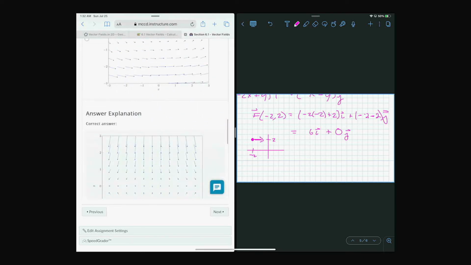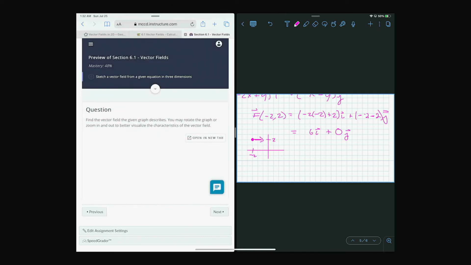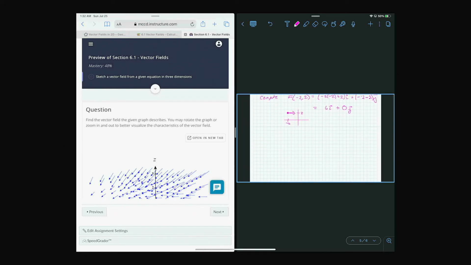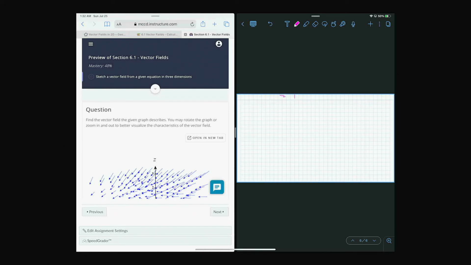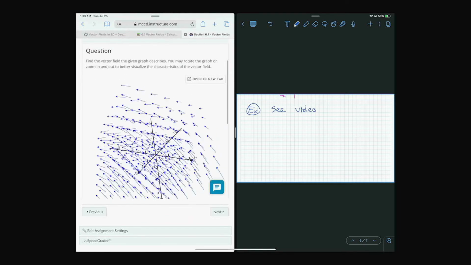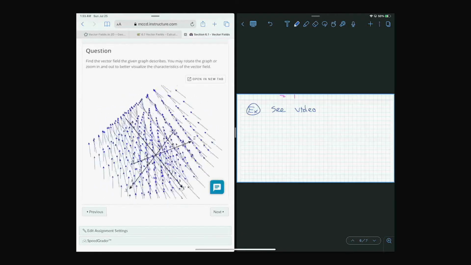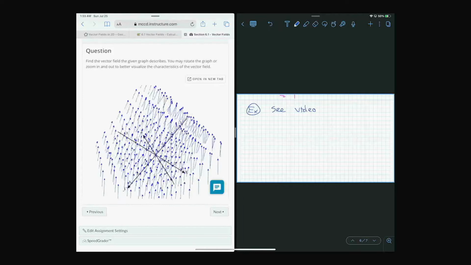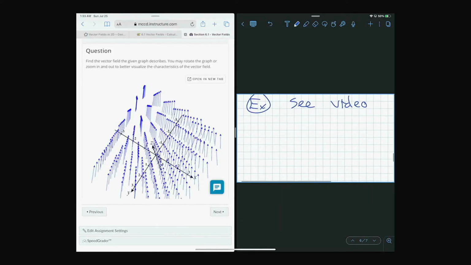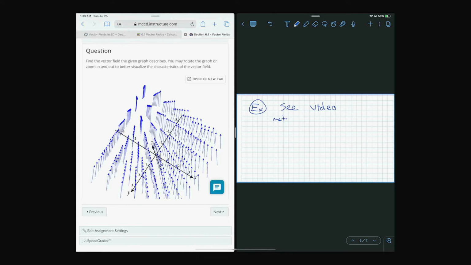I'm looking for a 3D one. The 3D ones are right after the 2D one, so we should have one coming up. Ah, we do. There we go. Right, so how would we do this? Let's try this. I'm just going to say example, see video. Oh, we got the vector field. We have to match it up to the function. So what we're doing is matching a 3D graph to the function.